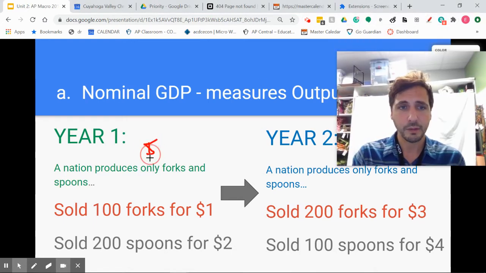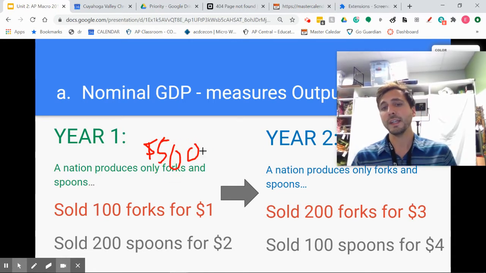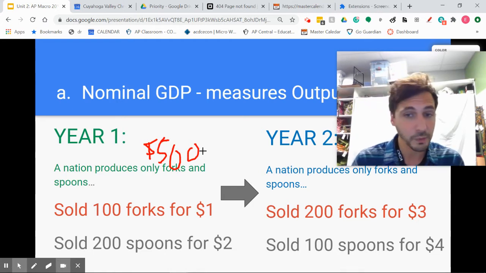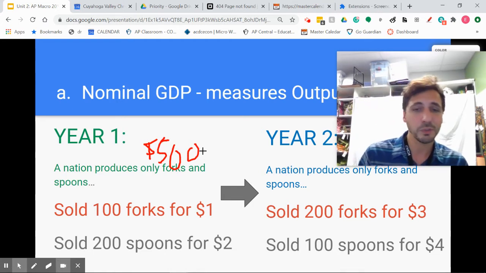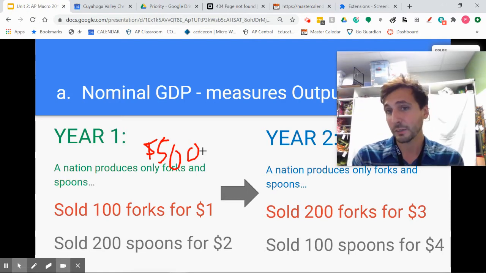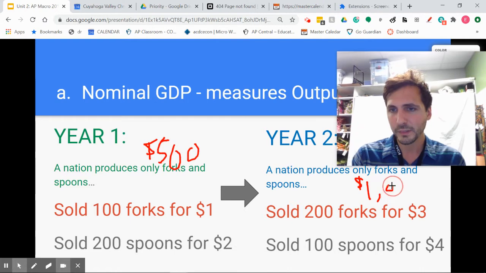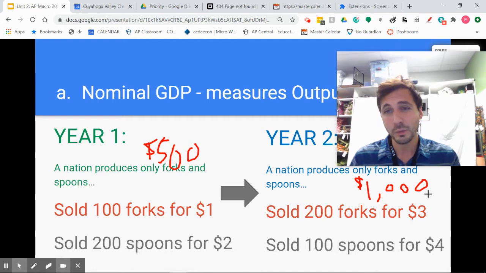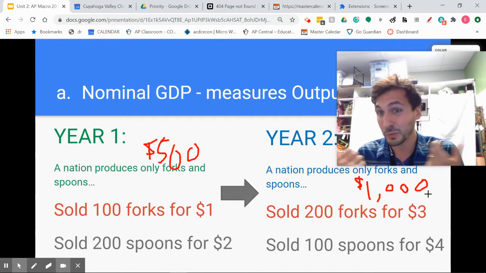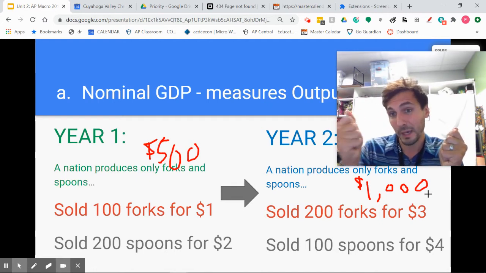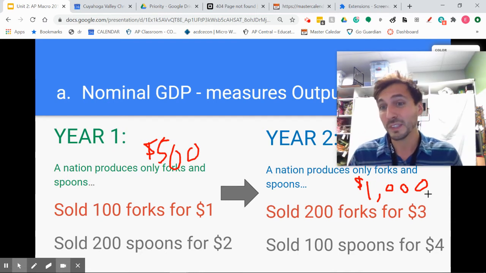So this is going to be 500 bucks, just the value of what I produce. In year two, if the nation produces 200 forks and sells them for $3 and 100 spoons for $4, well, that gives me a different number. So now it's 200 times 3, that's 600, and 100 times 4, that's 400, that's $1,000. It looks like my GDP has risen significantly. And in fact, my nominal GDP has. The actual value, the price times quantity, which is what nominal GDP is, the price of my goods times the amount of goods I produce, that has gone up significantly.